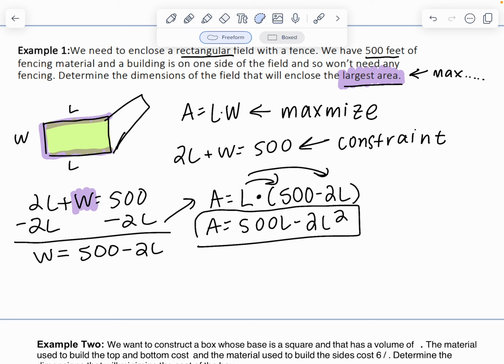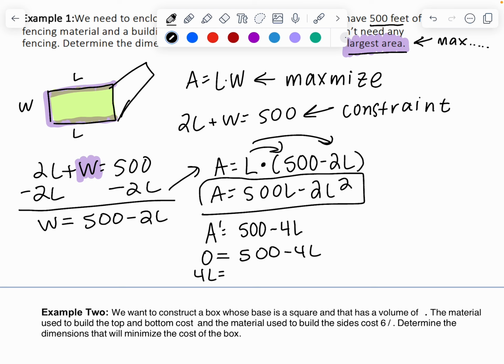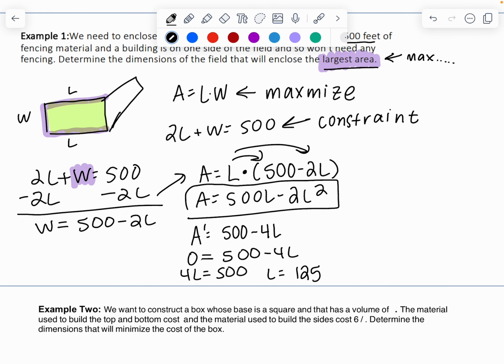So what I'm going to do is I'm going to take the first derivative. A prime equals 500 minus 4L. And then I'm going to set that equal to, hold on, I think I might have done, oh no, we're good. Okay, so now I'm going to set this equal to 0. I'll get 4L equals 500, and then L therefore equals 125. And so that is what my length will equal.